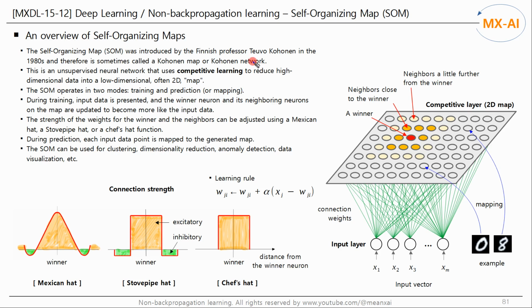The self-organizing map, SOM, was introduced by the Finnish professor Teuvo Kohonen in the 1980s, and therefore is sometimes called a Kohonen map or Kohonen network. The structure of a simple SOM network is as follows. It consists of an input layer and a two-dimensional competitive layer, and the neurons in both layers are fully connected. This is an unsupervised neural network that uses competitive learning, which we explored in detail in the previous video, to reduce high-dimensional data into lower-dimensional, often two-dimensional, maps. For example, a 784-dimensional MNIST image vector is reduced to a two-dimensional vector in this space.